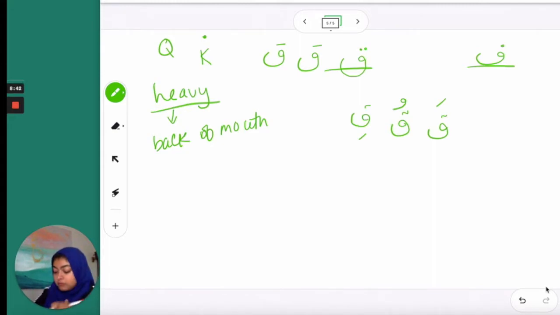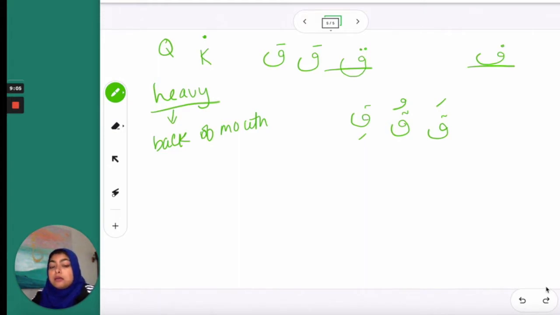Now, there's another letter that we're going to do right after this letter, which is the K sound, kaf. Okay, this is qaf. So think of it as like the heavy K sound almost, and then we'll do the light K sound afterwards. So let's focus just on the heavy one right now. Okay, qa, qu, qi.